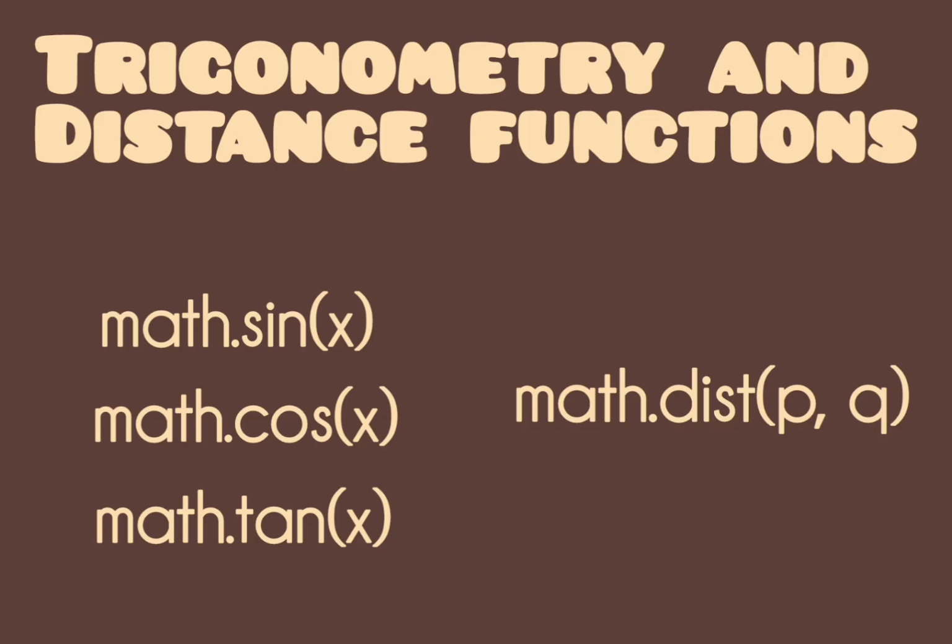Now these are the functions which help us in trigonometric operations and distance operations, like sin, cos, tan. I think every student learned these functions in 10th class, so I think everyone can understand this. And dist is a function which helps us find the distance between 2 points. We write math.dist, and in brackets we write p comma q, that is the two arguments. This function returns the distance between these 2 points.